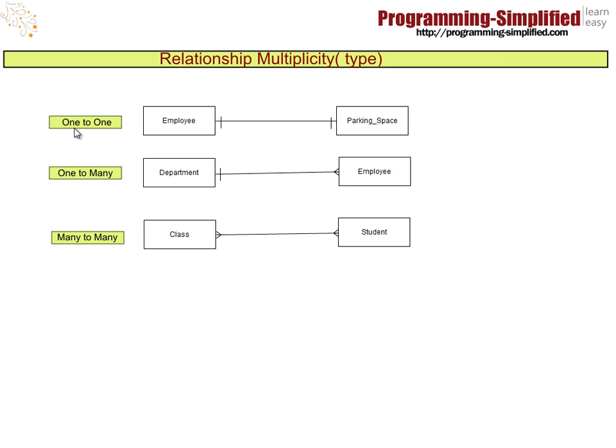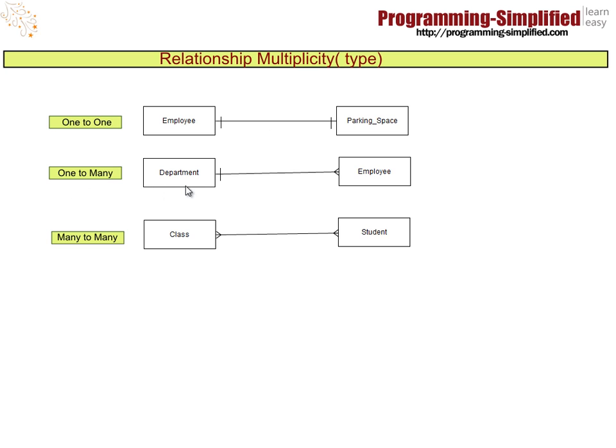So we have three cases of multiplicity: one to one, one to many, and considering this from the opposite side, many to one, and many to many. In one to one relationship, one instance of both entities are related to each other. So an employee can have one parking space, and a parking space can be allotted to one employee. It's denoted by one or dash on both sides.